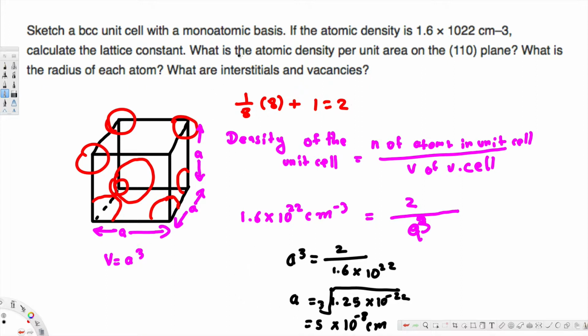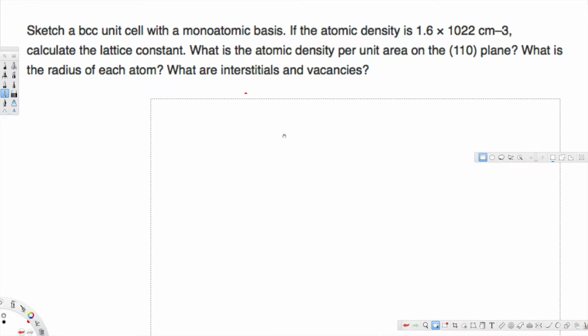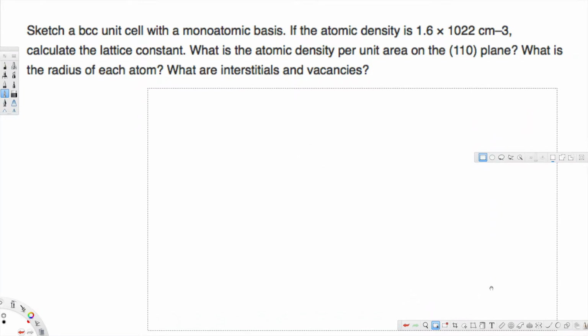What is the atomic density per unit area? So this is when we have unit volume, right? Now for unit area, what we have to do is divide by area. Now let's see how we can calculate the area, and the plane is 110. Now let's get rid of this part. Okay, now let's see how the 110 plane is going to look.